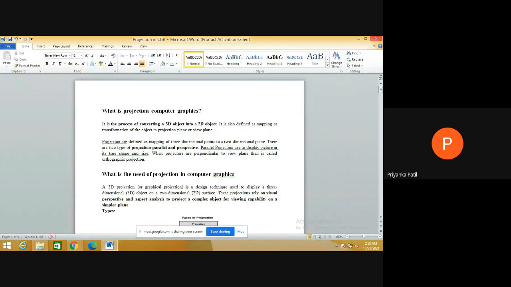So basically the process of projection is the process of converting the three-dimensional object into the two-dimensional. It is also defined as a mapping or transformation of an object onto the projection plane or view plane.